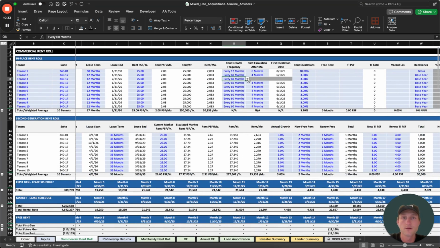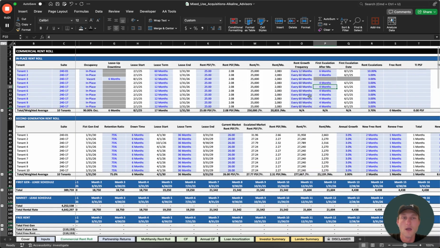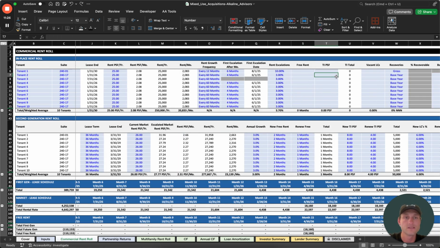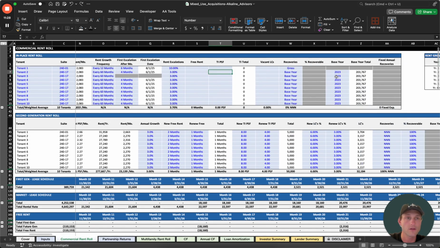Rent growth frequency, how frequently are we escalating rents? Then we have the first escalation after month X. So here you can toggle in however many months after the lease start date is going to be that first escalation. Then thereafter, the rent will escalate either 12, 24, 36, 60 months, or you could say flat and there will be no escalation. Are there any months of free rent? What does the tenant improvement per square foot look like? What do the vacant leasing commissions look like?